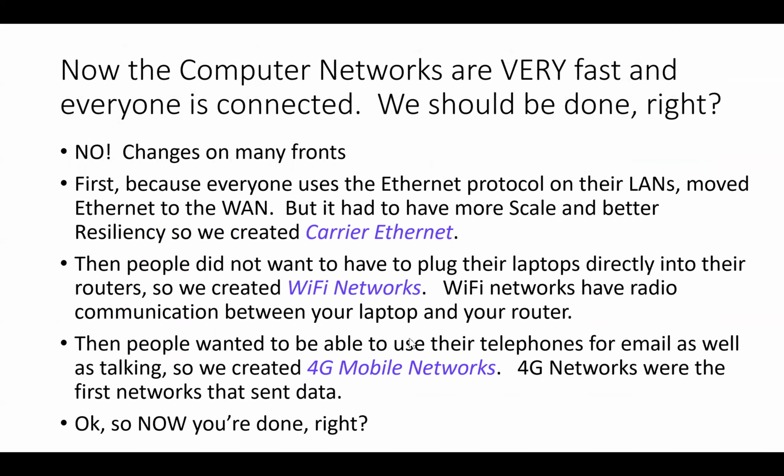So now computer networks are very fast and everyone's connected. So we should be done with these networks, right? No. So first, because everyone uses Ethernet protocols on their LANs, we wanted to move Ethernet into the WAN. But it needed to have better scale and better resiliency. So we created carrier Ethernet. And then people didn't want to have to plug their laptops directly into their router. So we created Wi-Fi networks. So in a Wi-Fi network, your laptop talks to your router over a radio network.